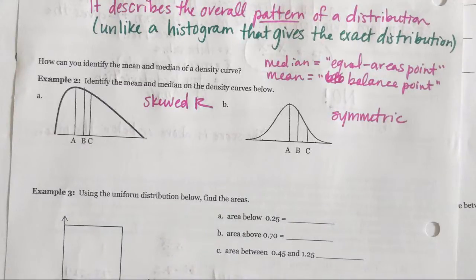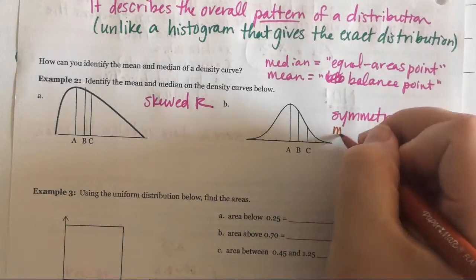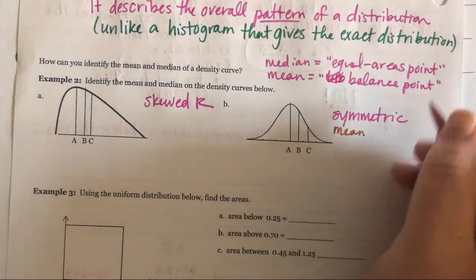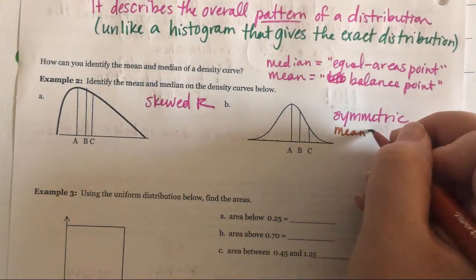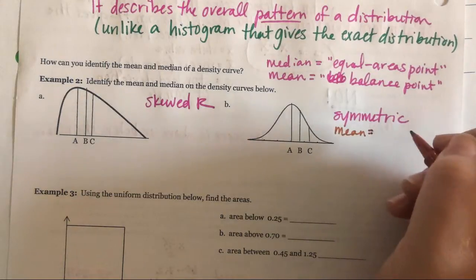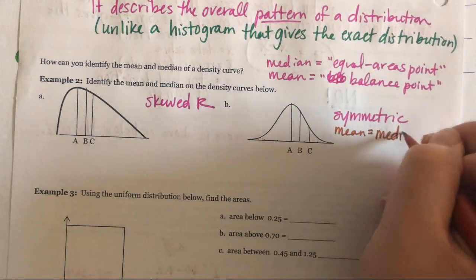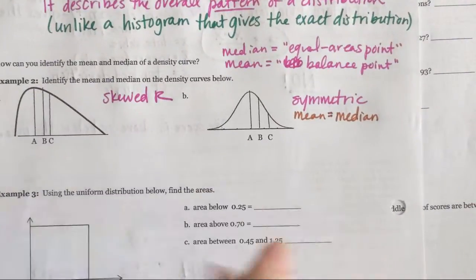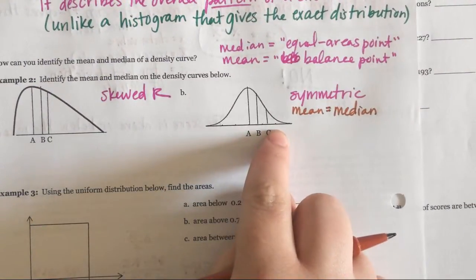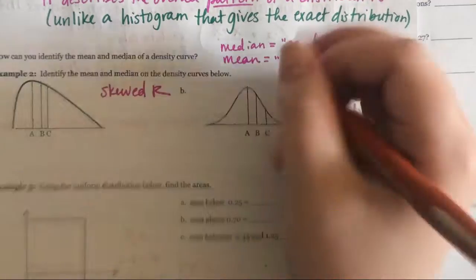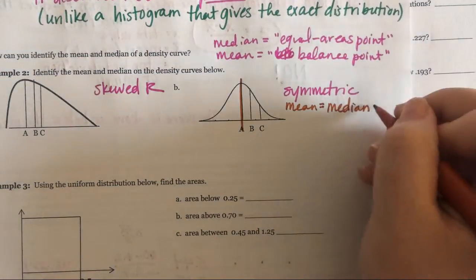Okay, so we know if it's symmetric, what happens with the mean and the median? It was similar, close. How similar? Almost. What if it was perfect? If it was perfect, then they would be the same. So the mean would equal the median, and where would that happen on this graph? In the middle. Which is what letter? A. Okay, so the mean and the median would happen here in A.